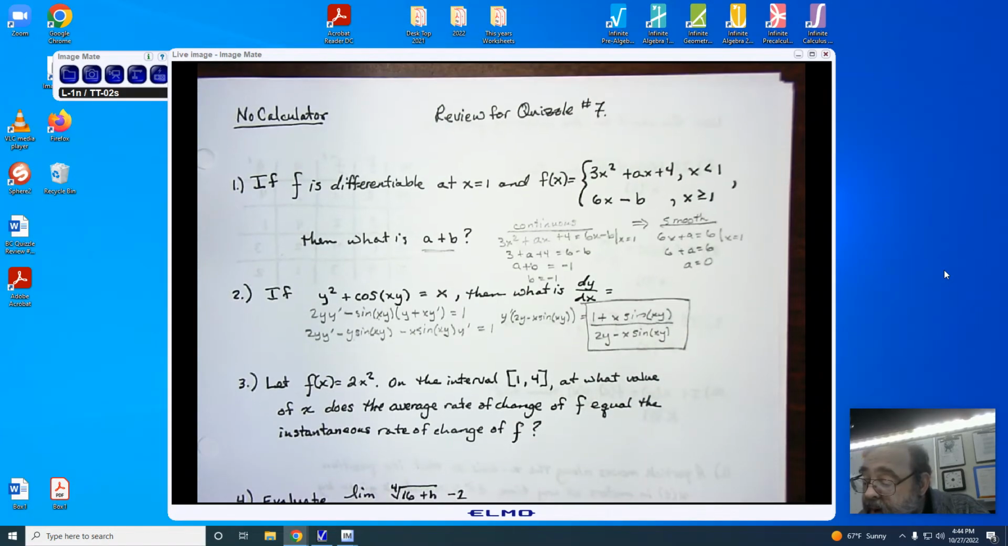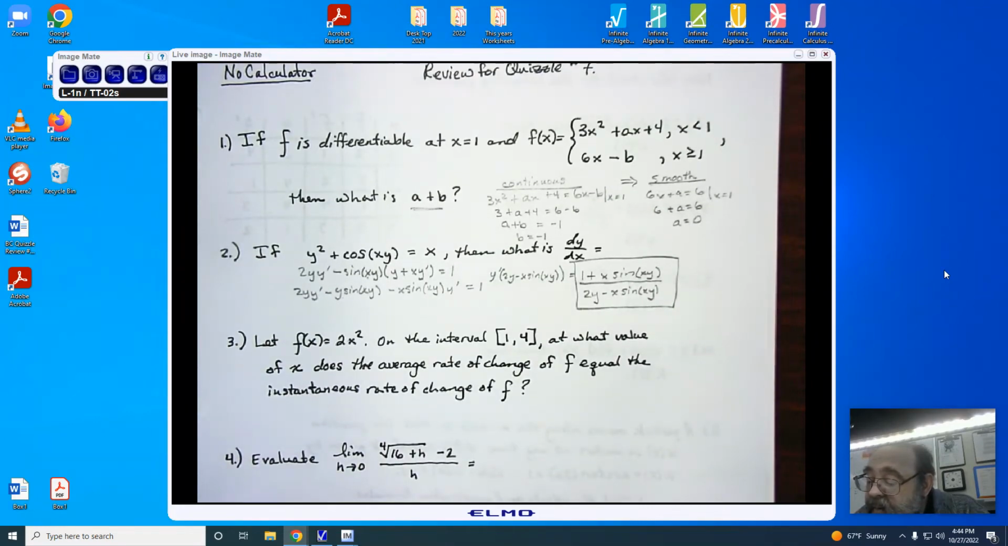This brings us to number 3. Let f of x equal 2x squared on the interval from 1 to 2. At what value of x does the average rate of change equal the derivative of f, or the instantaneous rate of change?